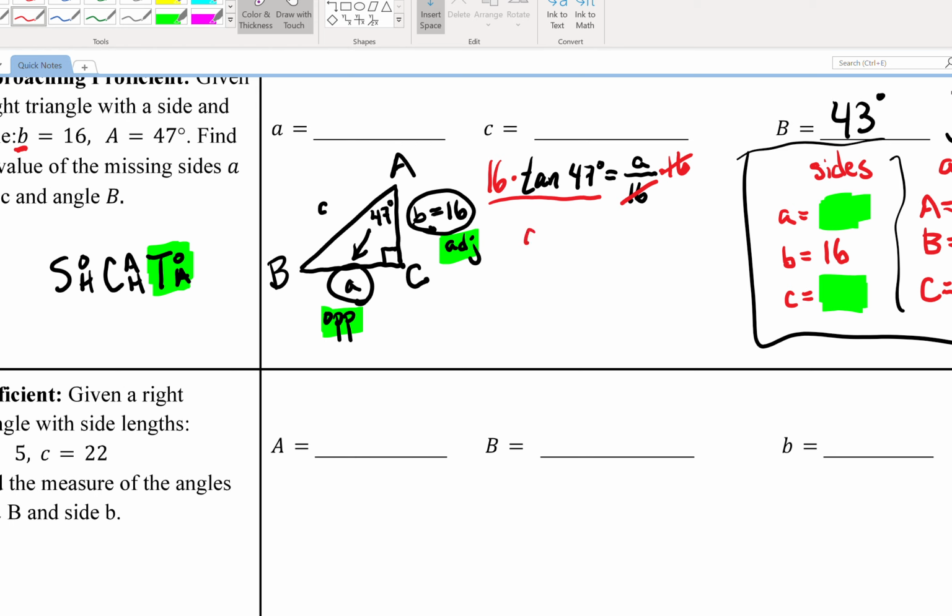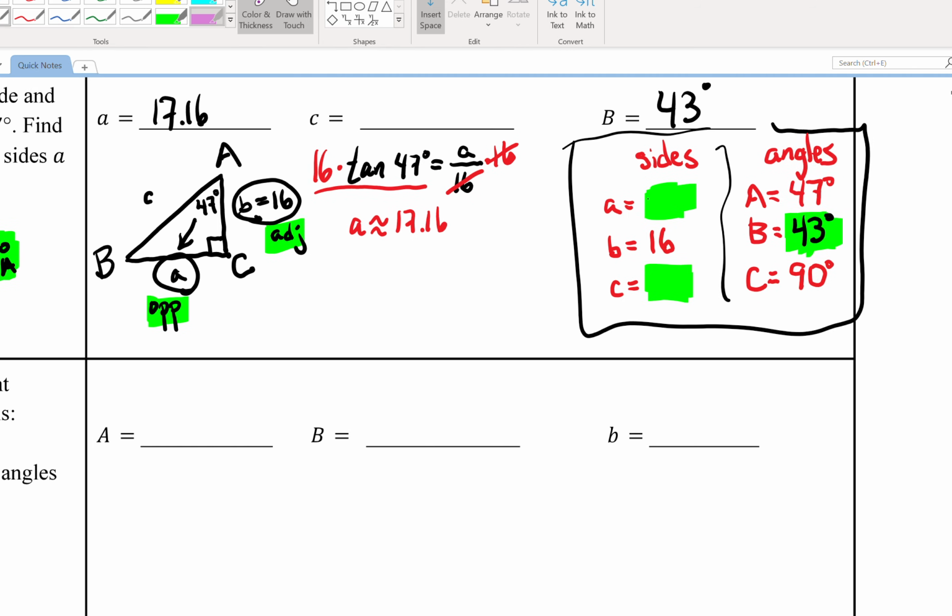So A is approximately 17.16. Now we need to find C, and I've got options now.